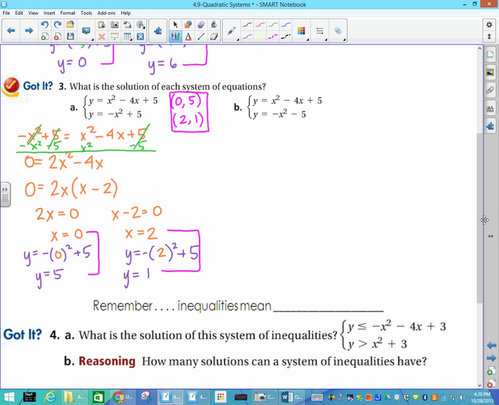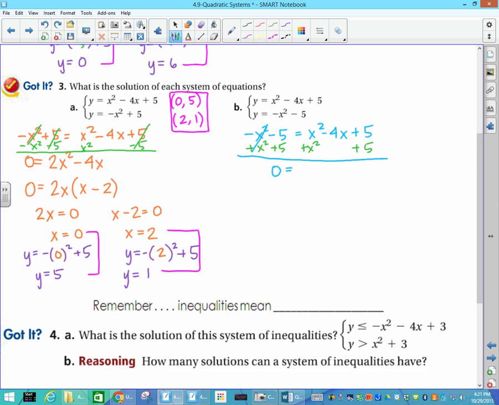Okay, this one, same thing. We are going to set those two things equal to each other because they both equal y, so that gives me negative x squared minus 5 equals x squared minus 4x plus 5. Similar to that first one we did. Okay, we're going to do the same thing. I'm going to add the x squared to both sides, so add x squared. This time I'm going to add 5 because, again, I want my x squared to be positive, so I'm moving it all to the right side of the equation.